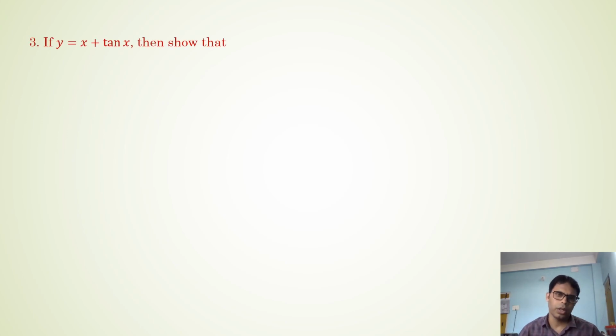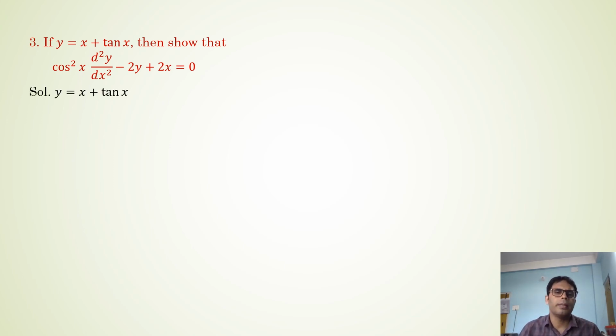So this is our question now. y is equal to x plus tan x. Then we are to show that cos square x into d2y/dx2 minus 2 times (y plus x) is equal to 0. It is actually one important question. It may be asked in your final exam also. So you see the solution of the question.